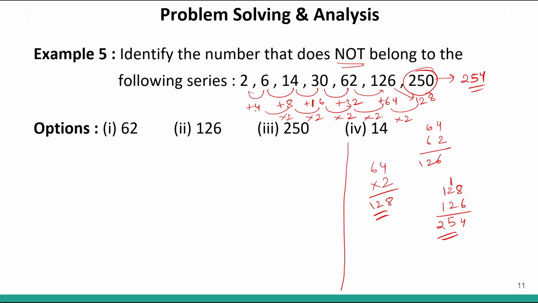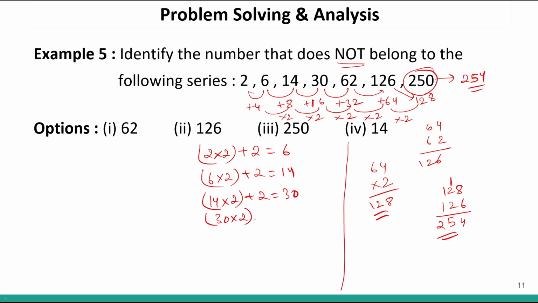One way is I can see this is plus 4 plus 8 plus 16 plus 32. So each number is being multiplied by 2. Another way to represent it is 2 into 2 plus 2 will give me 6. So this will be 4 plus 2 will give me 6. Similarly, 6 into 2, 12 plus 2 will give me 14. Similarly, 14 into 2 will give me 28 plus 2 will give me 30.